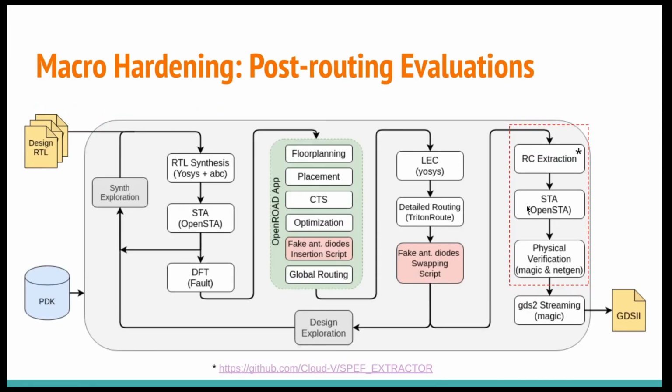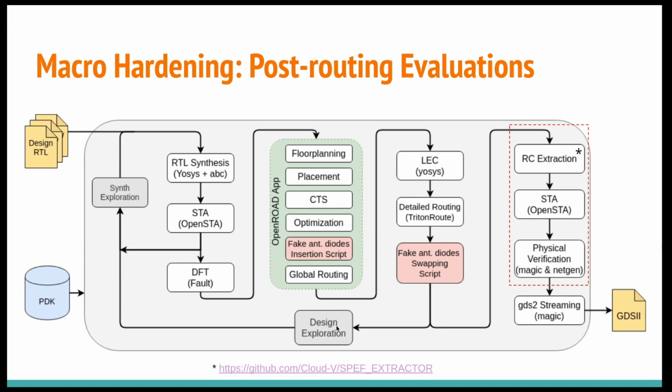And finally, after physical implementation, we extract parasitics from the layout using the SPEF extractor, which is a CloudV project, and then run static timing analysis on the routed layout, followed by physical verification, which is DRC and LVS using Magic and Netgen, plus antenna checks using either Magic or the Antenna Rule Checker within the OpenROAD app. And if everything's fine, we stream this using Magic into GDS2.